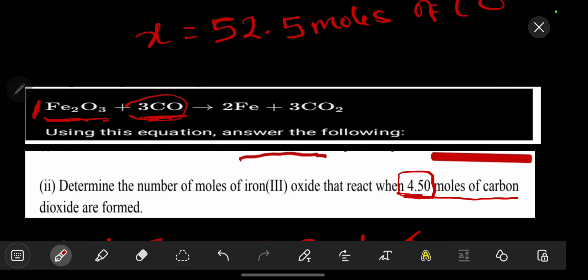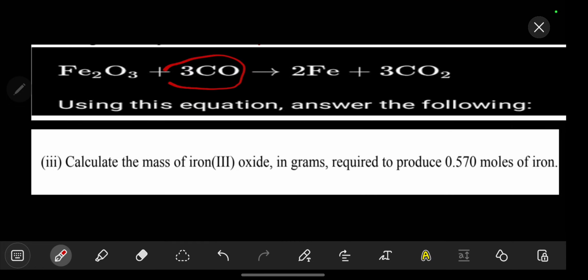But if they haven't given you both at the same time, you can't use the limiting reagent. Our third one says, using the equation, answer the following: calculate the mass of iron 3 oxide in grams required to produce 0.570 moles of iron. To answer this one, we are going to do the same. Now remember, they are asking for mass.